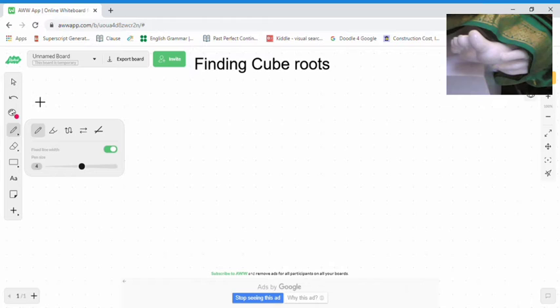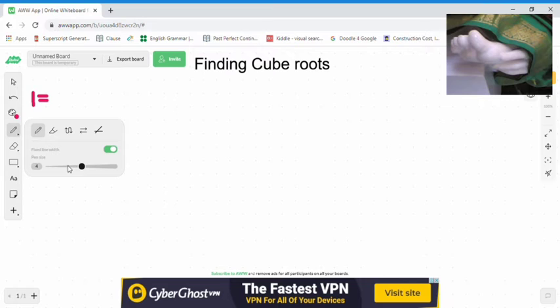List them out on this board in this corner. So the cube of 1 will be... I think my pen is a little broader. We can reduce the size of the pen. Yeah, 1 cube is 1. 2 cube is equal to 8. 3 cube is equal to 27.